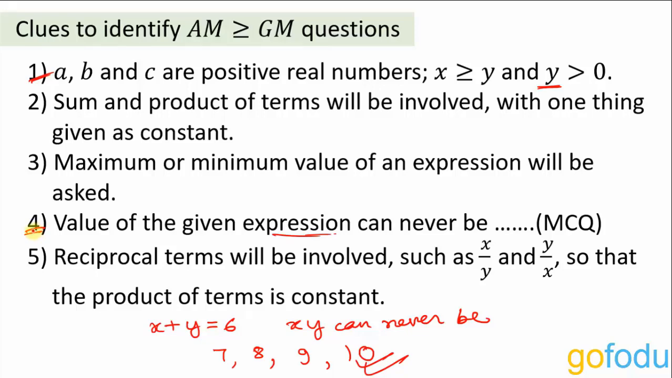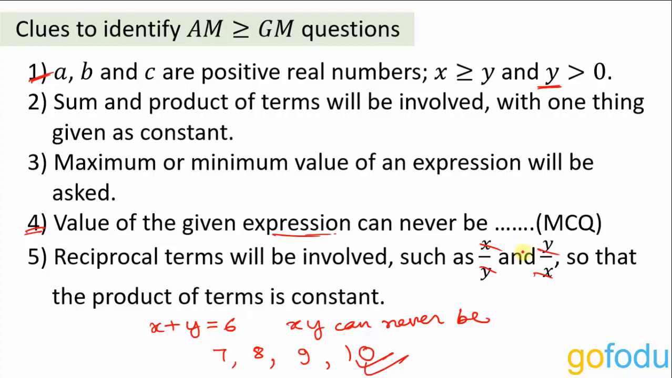Lastly, there will be questions where reciprocal terms will be involved, such as x upon y and y upon x. Now on multiplying the terms, everything will get cancelled and you will get a constant value. You will get a constant. Now when product is constant, minimum value of sum could easily be calculated. Okay? I hope these 5 points are clear to you and you will be able to pick up these subtle clues.